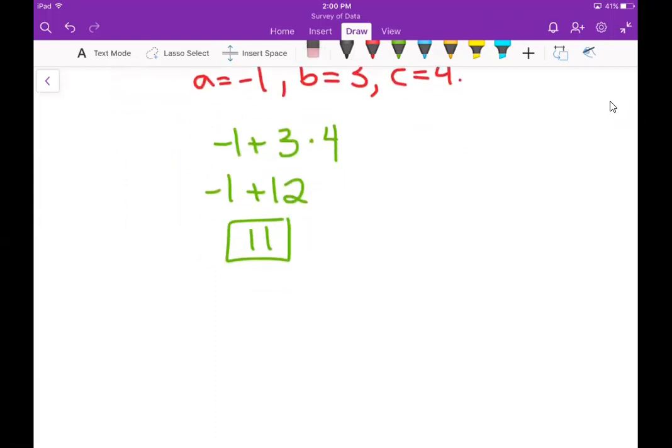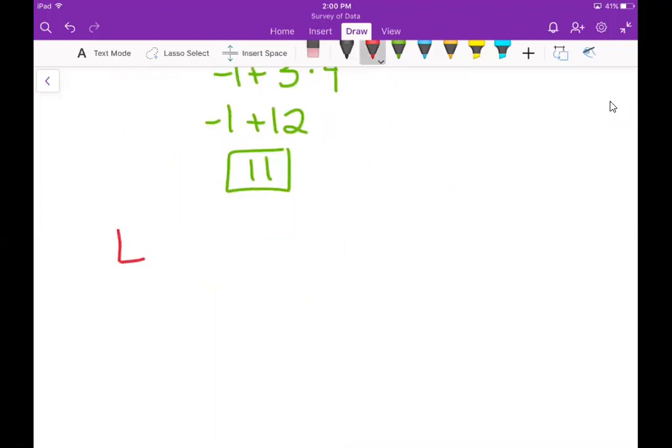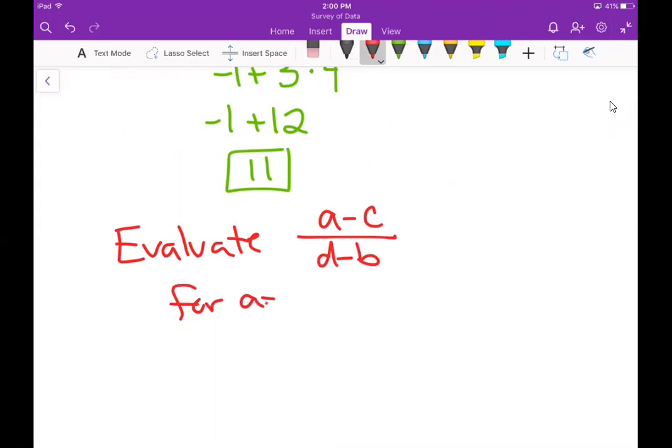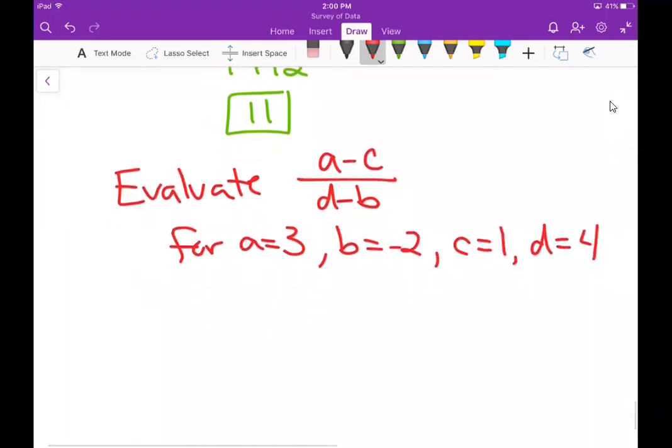All right, let's look at one last one where we're evaluating. On this one, I want you to evaluate A minus C over D minus B for A equal to 3, B equal to -2, C equal to 1, and D equal to 4. So always your first step is to make sure you plug these in correctly. You've got some minus signs in your expression, so be careful you don't lose any minus signs when you plug in things like negative, so be careful with this B equal to -2.